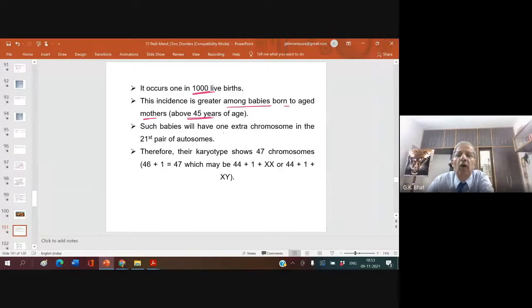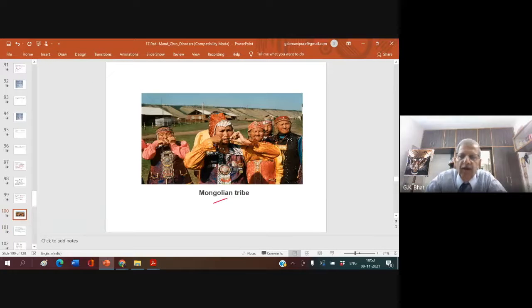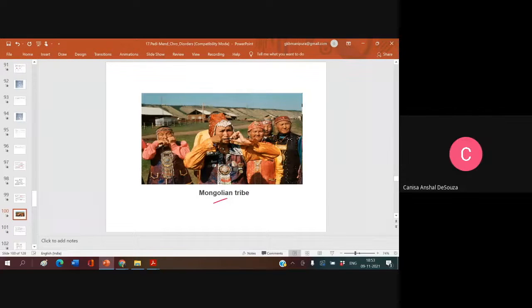Such babies will have one extra chromosome in the 21st pair of autosomes. Therefore, their karyotype shows 47 chromosomes. You tell me, now, is a Down syndrome individual male or female? Male or female? Female.